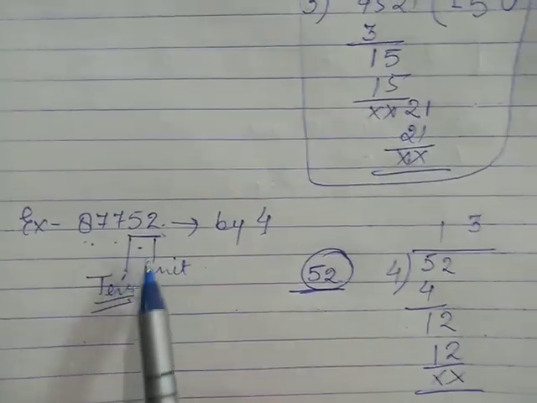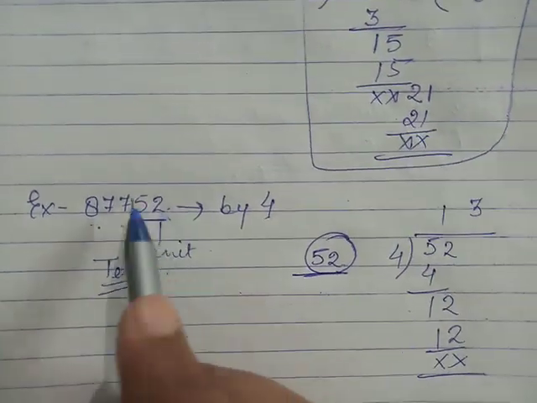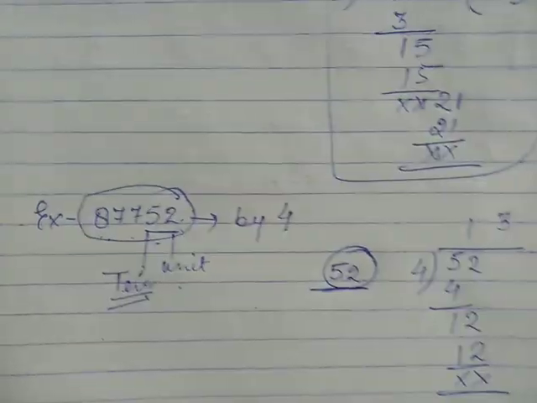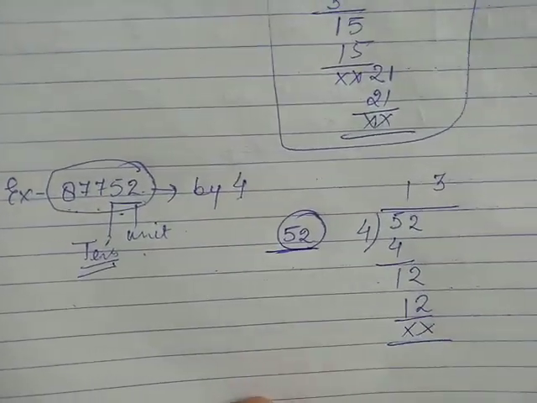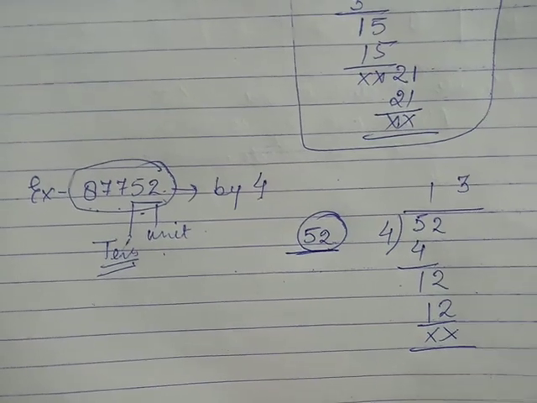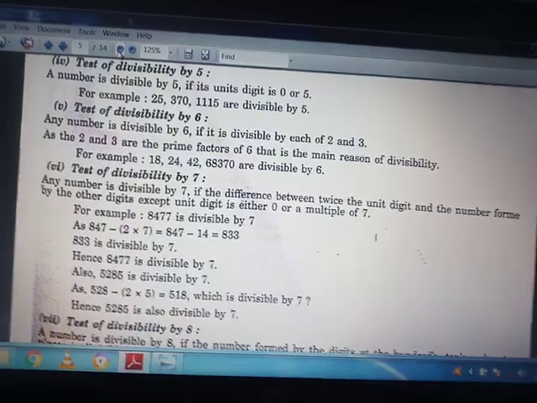So the tens and unit place is divisible by 4. So this number will also be divisible by 4. Okay, got it? Now moving to the next.